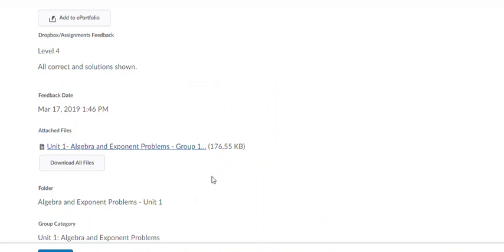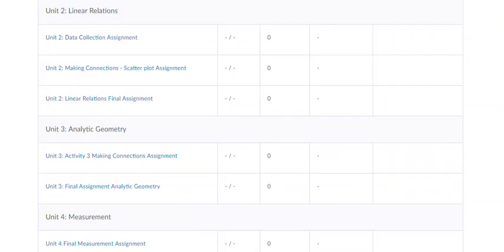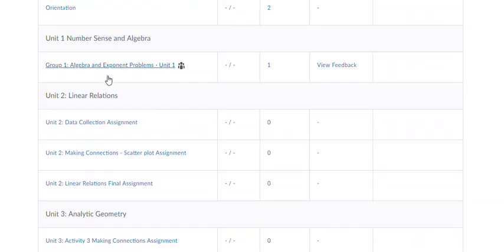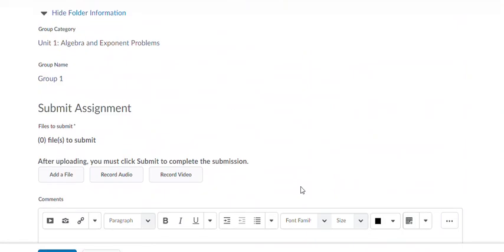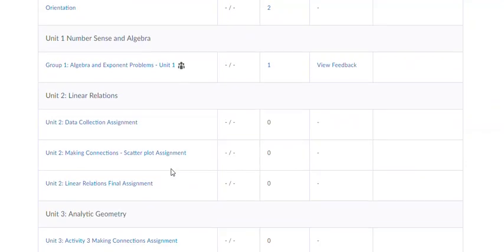I know it's a bit ugly to navigate, but that's where I put the feedback in the attached files. So you just go down here to your assignment. Obviously not every underlined thing works. You need to click on the feedback. Okay, that makes sense. Good to know. So you go in here and you click on view feedback and it will tell you how you did.